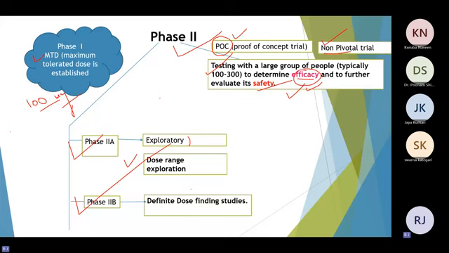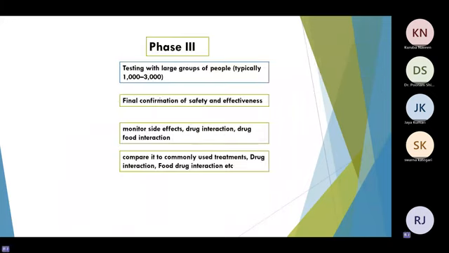Now once we know the best dose which is very efficacious, the drug is moved to phase 3. Phase 3 is done in a large group of people, up to 3,000, sometimes 10,000 also. Like the vaccine trial that we had in COVID, that was done in more than 10,000 people. Generally it is done between 1,000 to 3,000 or 4,000 people, and it is a final confirmation for safety and effectiveness.